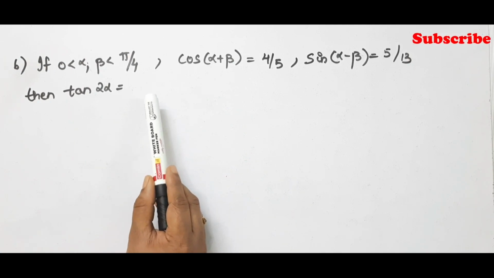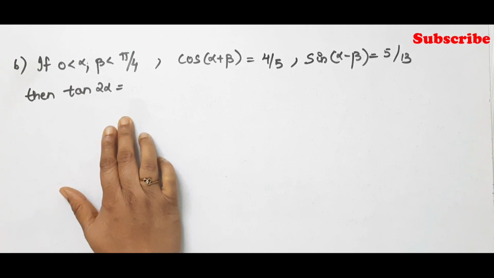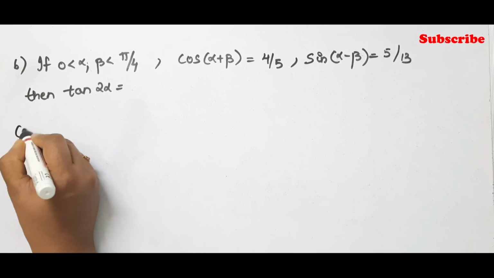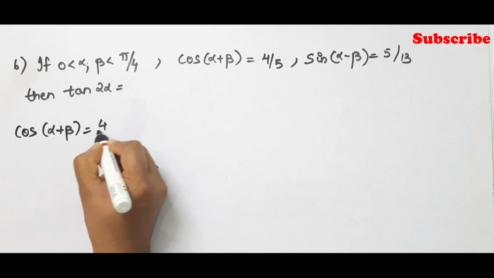have to get the value of tan of alpha plus beta and tan of alpha minus beta. When you see this type of problem, it is not that you have to apply the transformation formula. Here we have to use the concept of quadrant and get the value of tan of alpha plus beta and tan of alpha minus beta, and use those values to solve this problem. So here they have given cos of alpha plus beta is equal to 4 by 5.